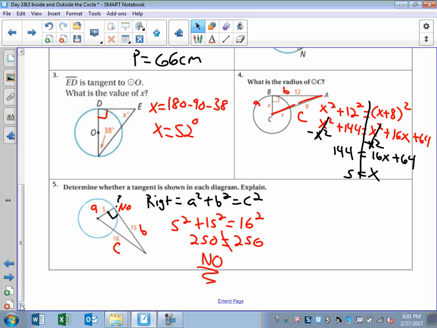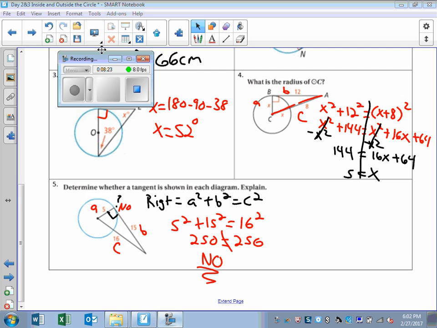And that's everything you need to know about finding measures inside a circle from lesson 2 and outside a circle from lesson 3. Till next time.